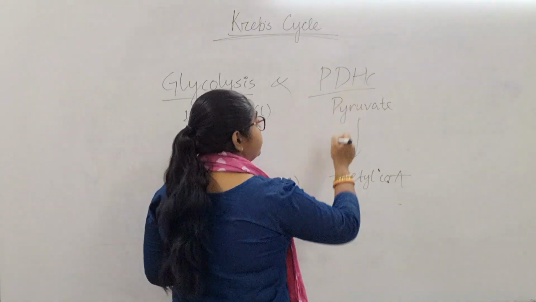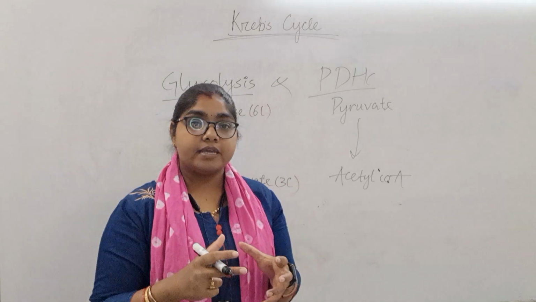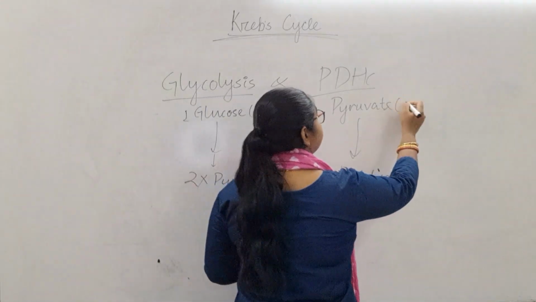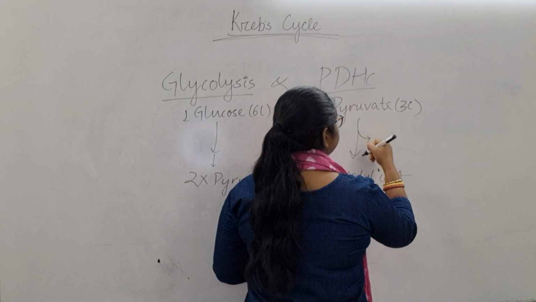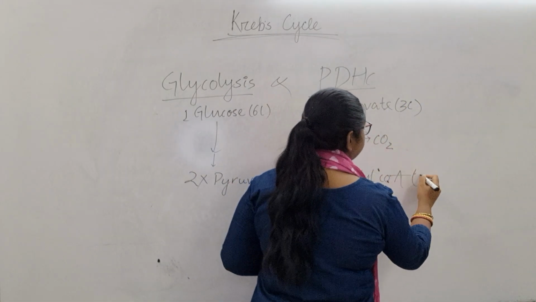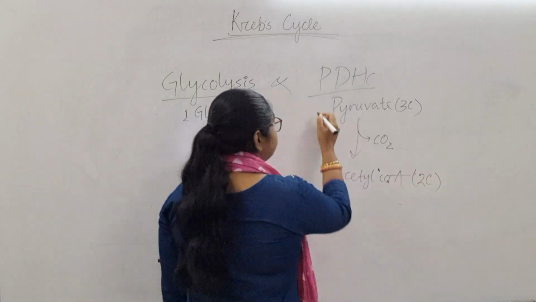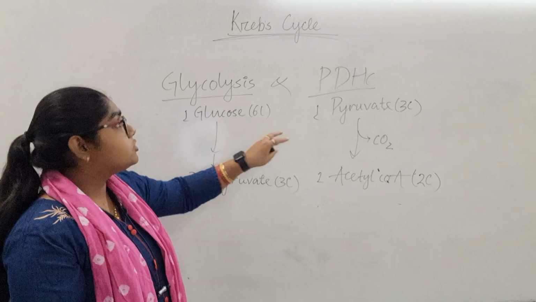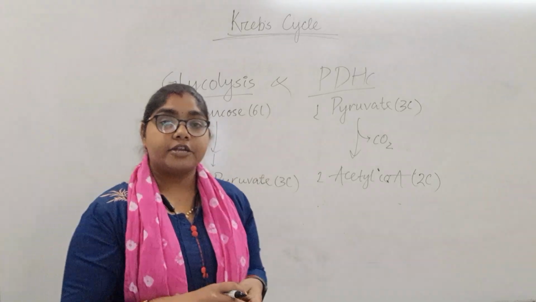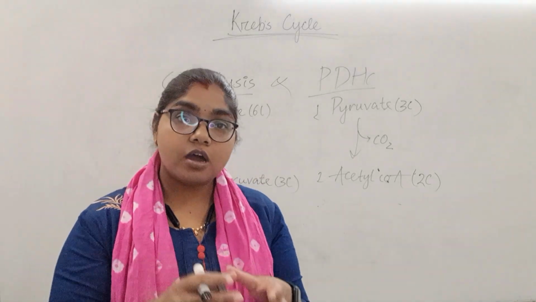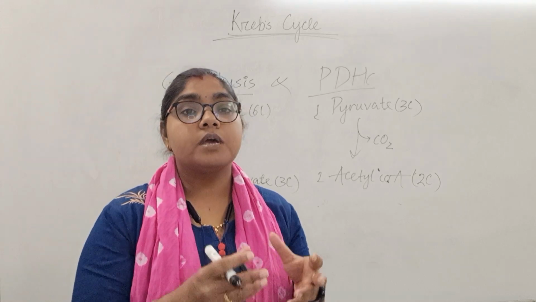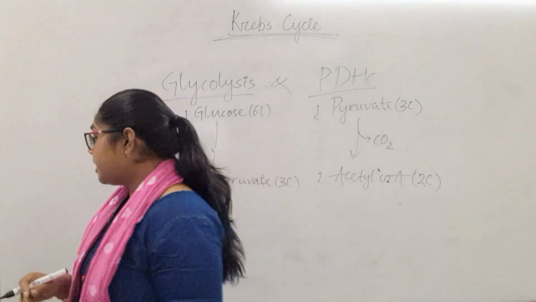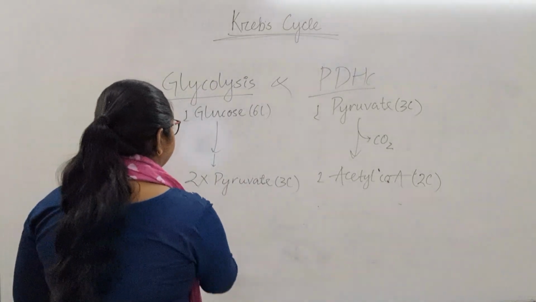In the pyruvate dehydrogenase complex, there is a multi-enzymatic complex which converts the pyruvate to acetyl coenzyme. Pyruvate is a 3-carbon compound. In this process, it removes one carbon dioxide and produces acetyl coenzyme, which is a 2-carbon compound. So these two steps we have already discussed, and today we are going to discuss the third, important step of aerobic cellular respiration, that is the Krebs cycle.